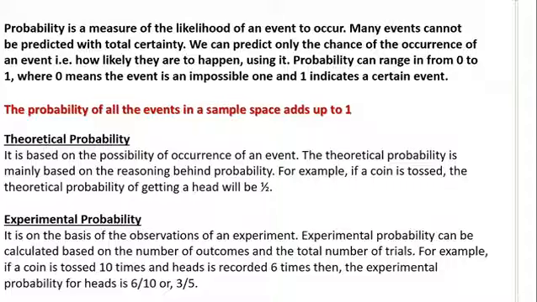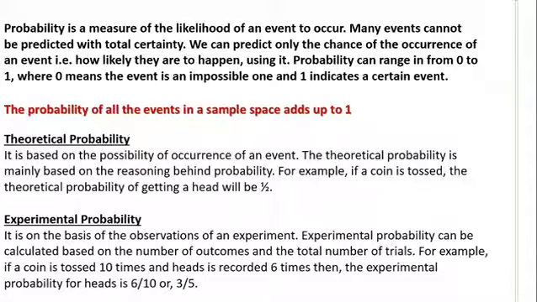So if you toss a coin 10 times and the head comes up 6 times, then the experimental probability for head is 6/10, which of course you bring down to the lowest terms, which will be 3/5. Okay, but if it were to be a theoretical probability, then that would be 1/2 because an experiment was not conducted on it.